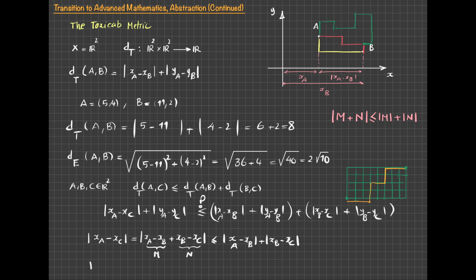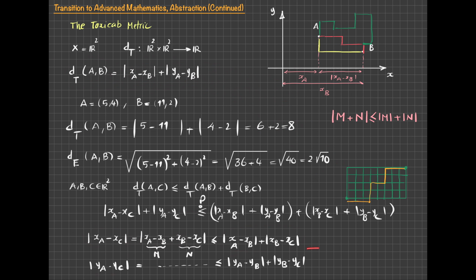And similarly, I can write that y of a minus y of c. I don't want to go through the details, but you can continue similarly and reach that this is less than or equal to y of a minus y of b plus y of b minus y of c. So what I have shown so far is that this one is less than this sum. I showed that this one is also less than or equal to this sum.